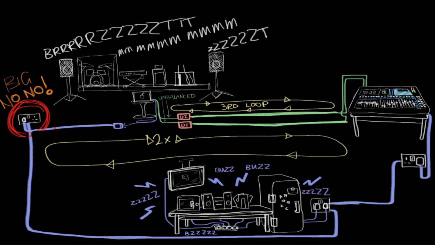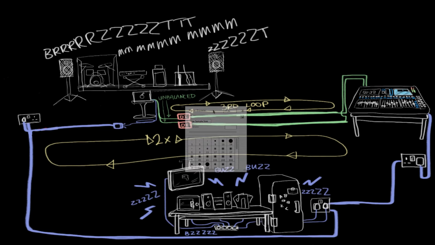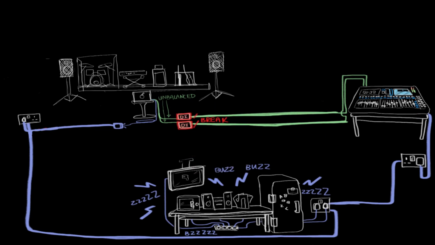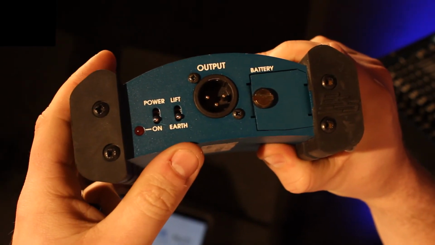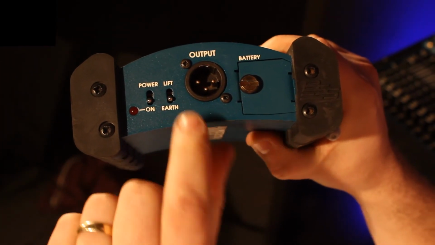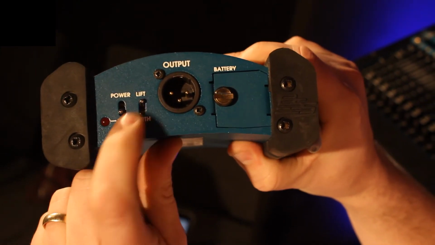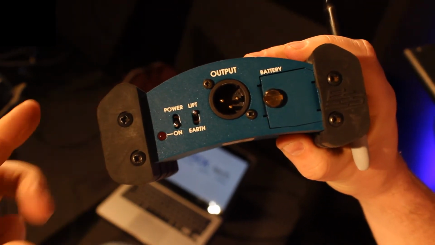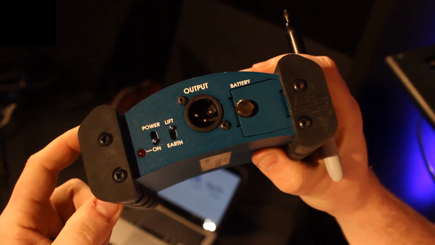So we've got to find somewhere else in these three loops that we're going to break the earth. And the great obvious place is in this DI box, and in this DI box right here. So what we can do is we can actually break that earth, and let's quickly cut to this. So what you've got here is we've got our earth lift switch. So I flick that up. That's what this switch is doing. So let's now talk about the consequences of that and what's going to happen next.